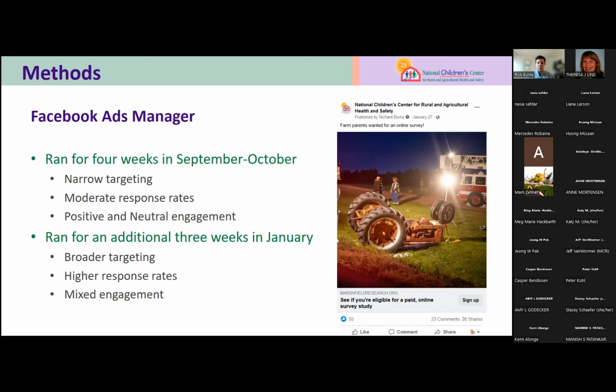And then that following winter, so this would have been last winter, January of 2022, we ran for an additional 3 weeks. We had initially budgeted for 4 weeks, but we were able to hit our target recruitment goal and had cut that short in order to save on the budget. And so with the broader targeting, we got a higher response rate from that, much better cost per click, people clicking on the ads. But because it's a much larger audience, we did have more mixed engagements.